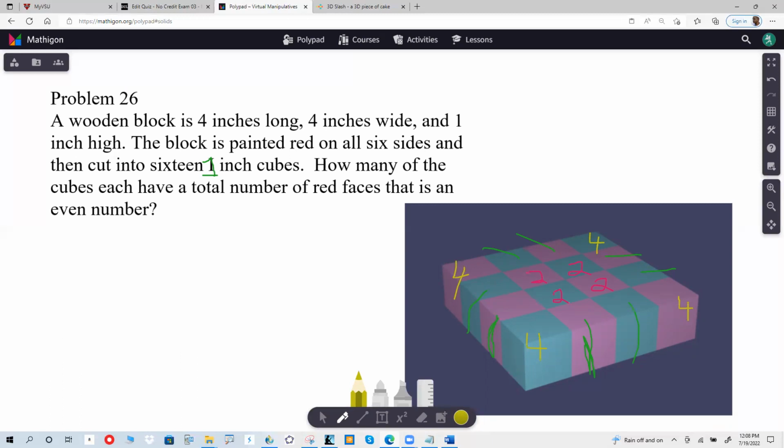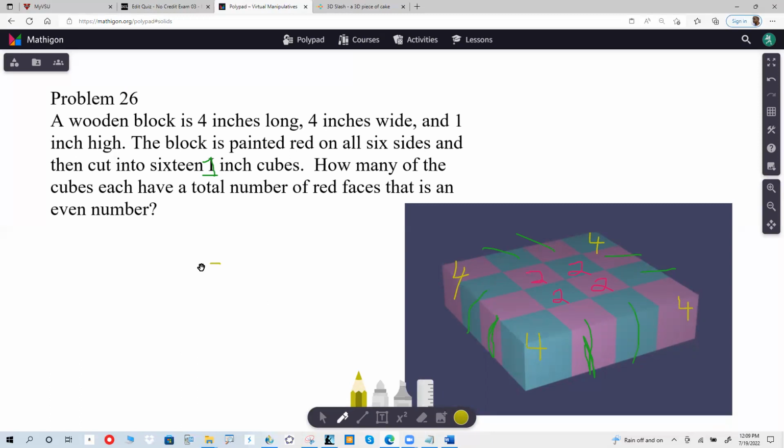So what's my final answer? How many of the cubes will have a total number of even numbered red faces? So the answer is really 8. Why 8? The 4 in the middle are showing 2 red faces and 4 in the corner are showing 4 red faces. Both 4 and 2 are even, so the answer is 8.